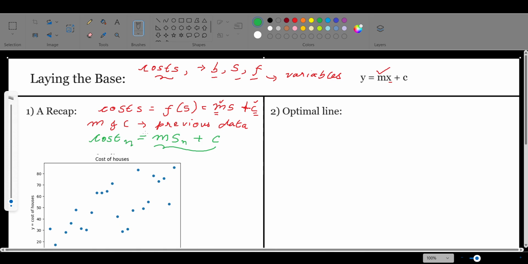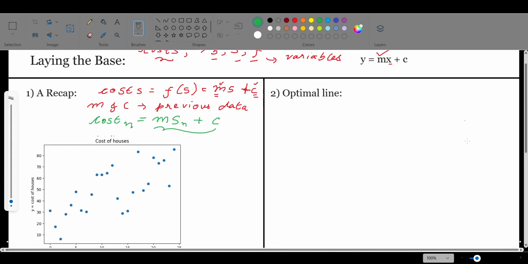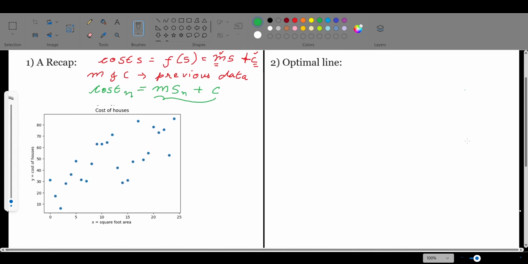Now let's have a look at this graph over here. What you'll notice is I have just drawn a few data points, which means that each of these blue color circles that you see denote the cost of a house with respect to its square foot area. I've just plotted all these points. Now think of this. So we were saying there should be a line.